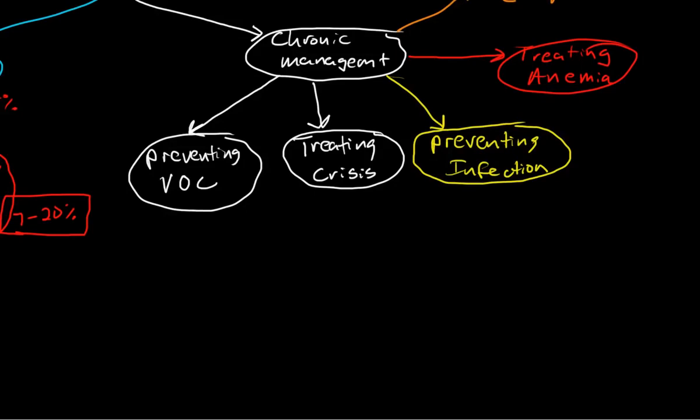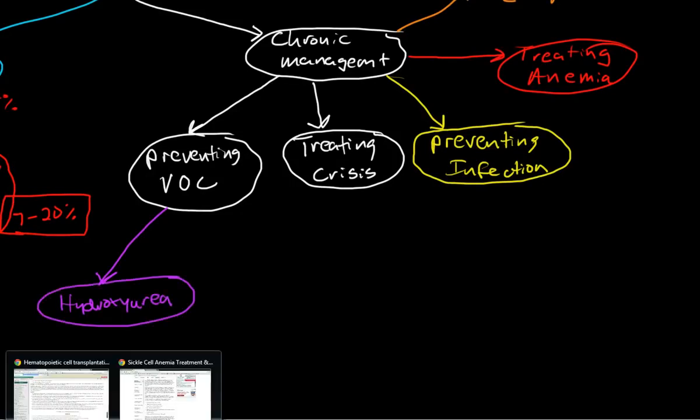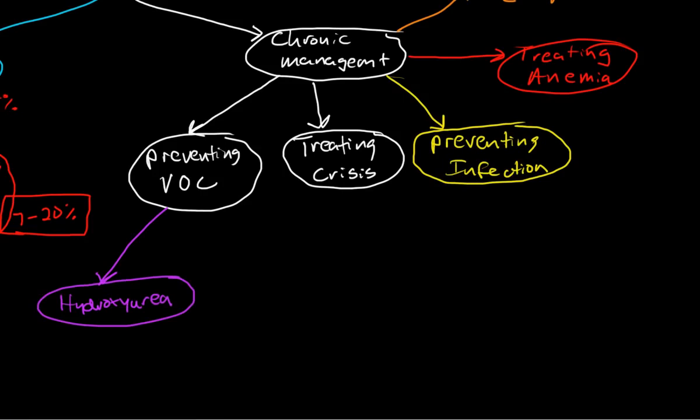There are two mainstays of treatment that can accomplish this. The first is a medication called hydroxyurea. The way hydroxyurea works is it replaces some of the hemoglobin S in the erythrocyte with fetal hemoglobin, or hemoglobin F. By decreasing the concentration of hemoglobin S in the erythrocyte, it decreases the chance that the hemoglobin S can polymerize and cause sickling.